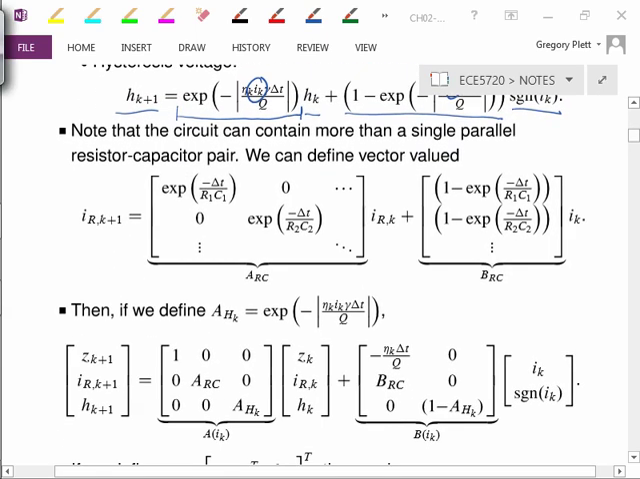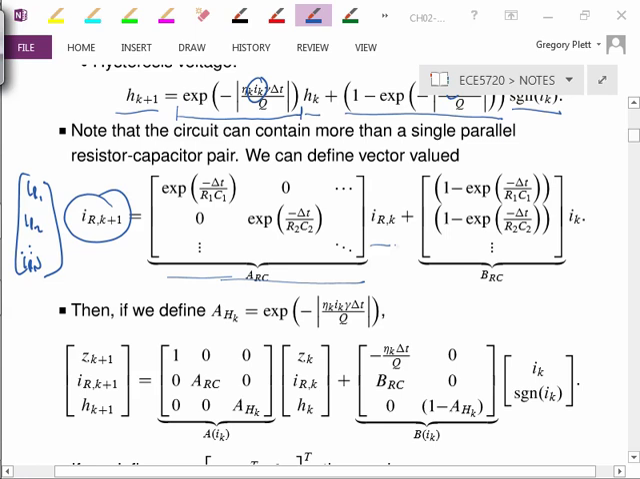We are not limited to a single resistor capacitor pair. We can have multiples. If we do have multiples, we can make a vector version called I sub R, where the top one would be I sub R1, then I sub R2, then I sub Rn, if I had n of them, would be a diagonal matrix that we'll call A sub RC times the I_R vector plus B sub RC times the input current. So I could have as many of those as I want.